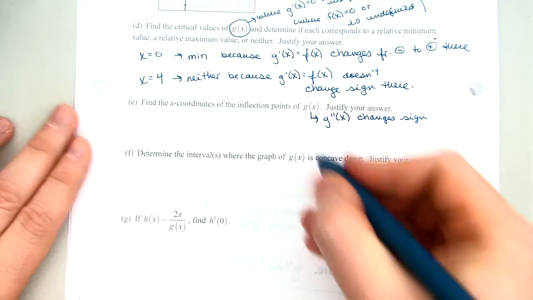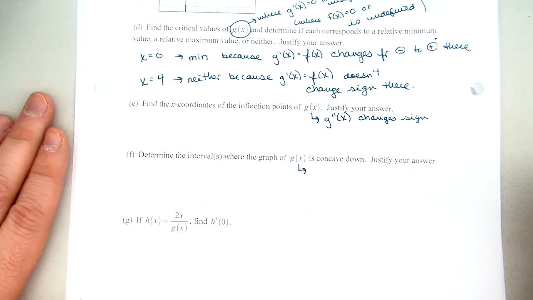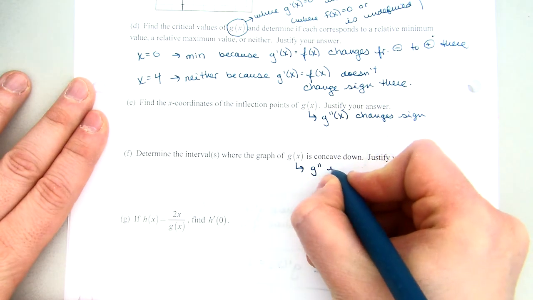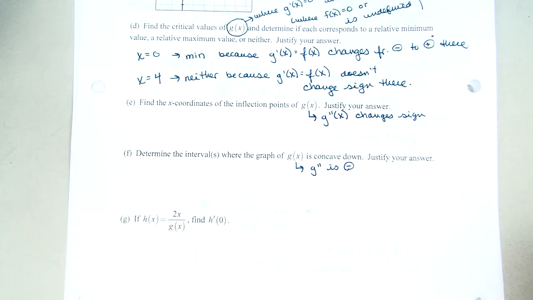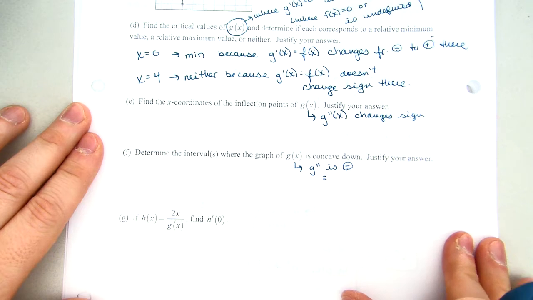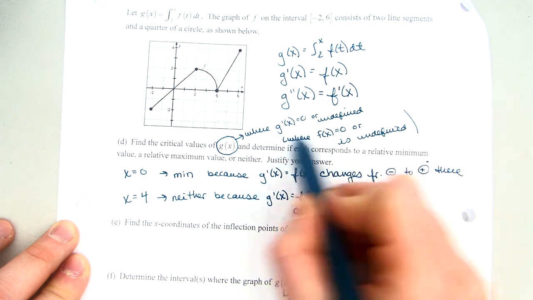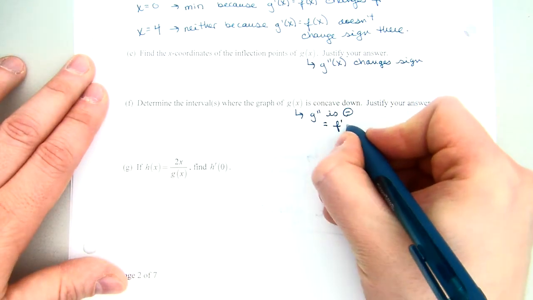Letter F. Where is G concave down? What's the definition of G being concave down? G double prime is negative. Which means what am I looking for? Well, hold on. Give me the connection first between G and F. Well, hold on. G double prime, according to our formulas, equals what? F prime. So I'm looking for where F prime is negative.